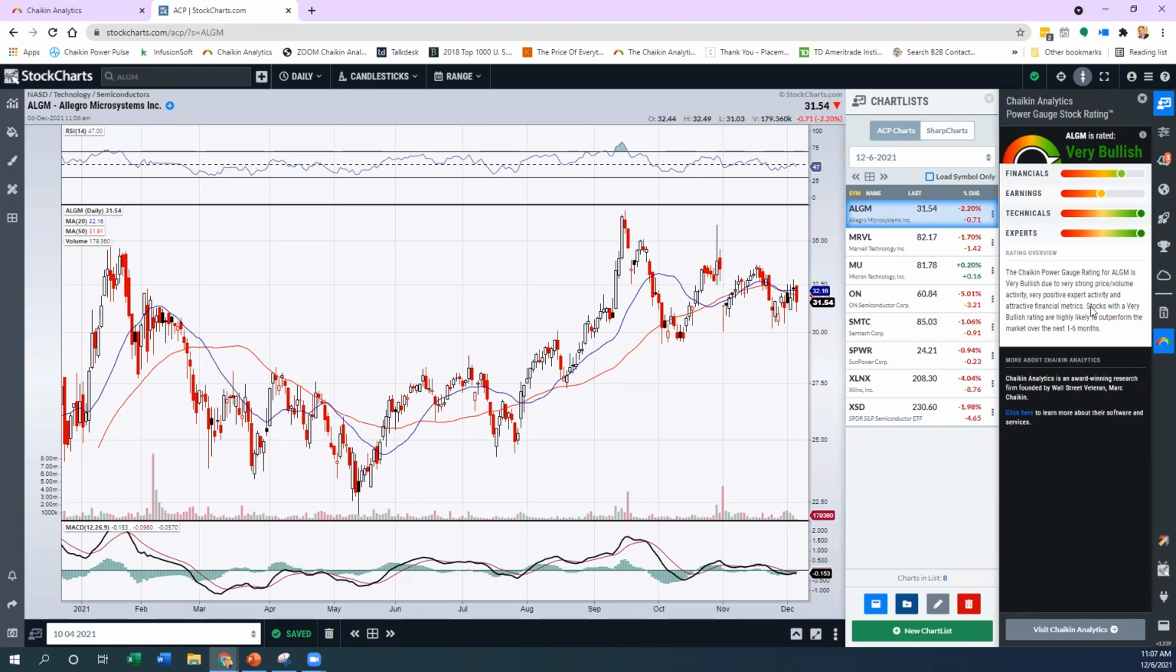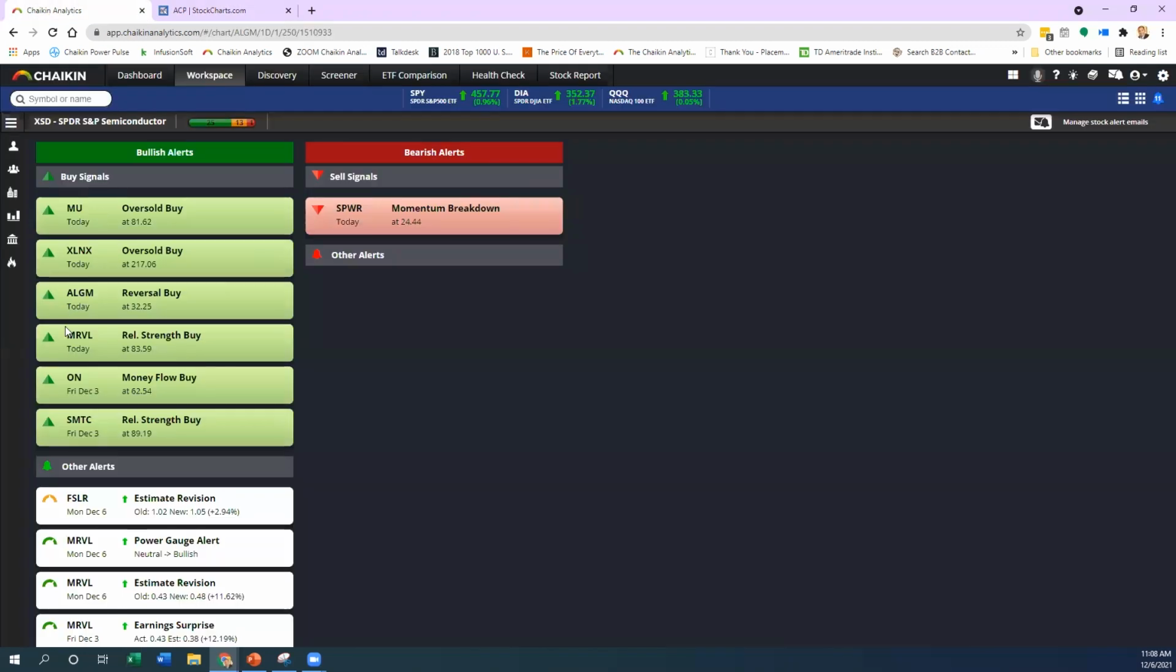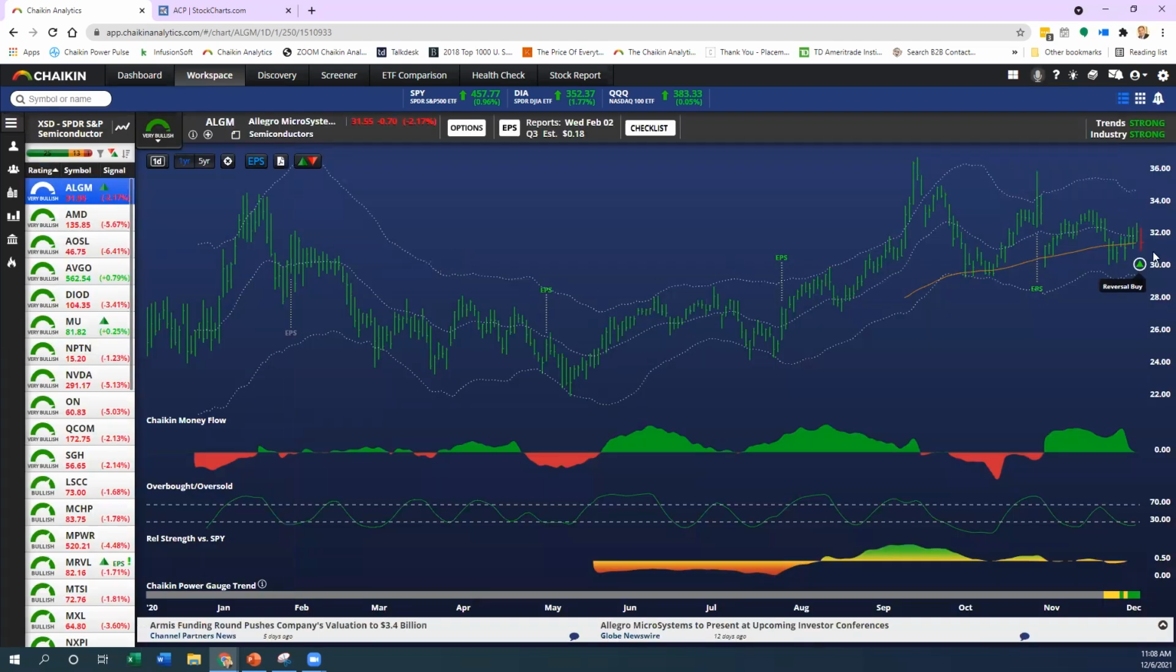And Allegro MicroSystems has a very bullish setup, an excellent setup here. Again, $30 looks to be potential support. It was resistance here, and it held almost multiple times in the last couple of months. And the MACD is right at the zero line, as is the RSI. So definitely some sideways action here, but we got an alert on it today that it's a bit of a reversal buy. And for us, that's basically a setup where the stock is going back above the 21-day.